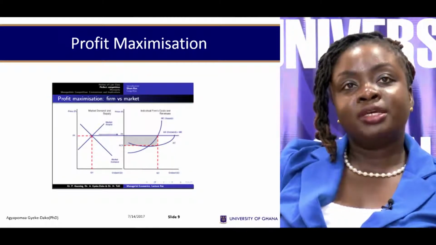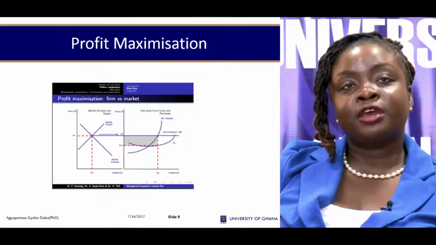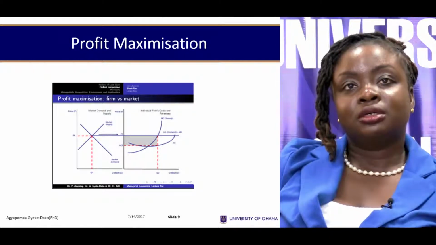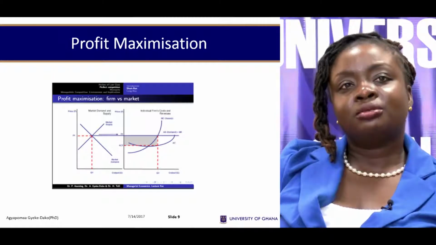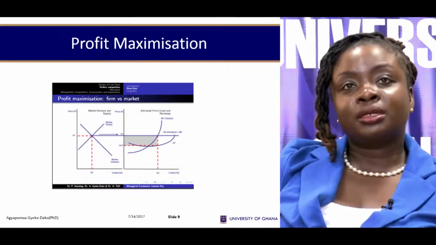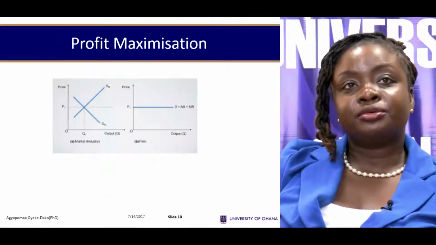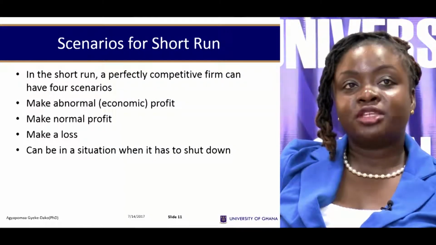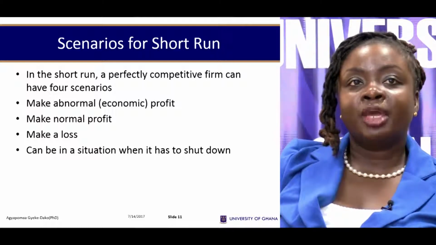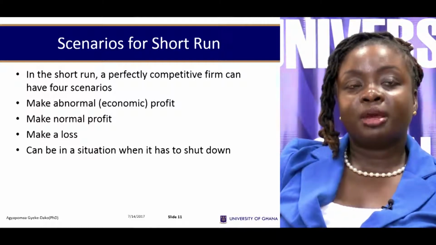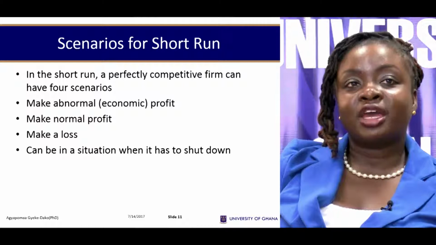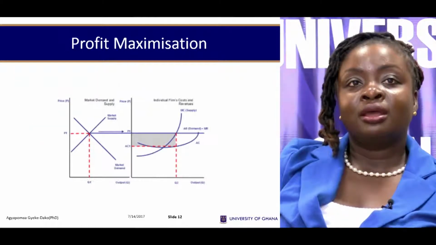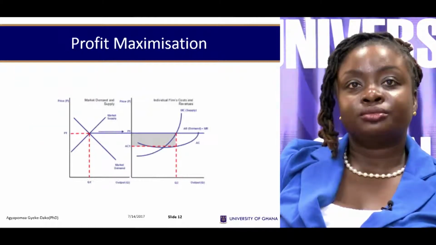Now, what happens in a perfectly competitive firm or industry in the short run? Well, in the short run, there are going to be 4 scenarios. 1, they can make abnormal profit. 2, they can make normal profit. 3, they can make losses. And 4, they can be in a situation where they are shutting down.